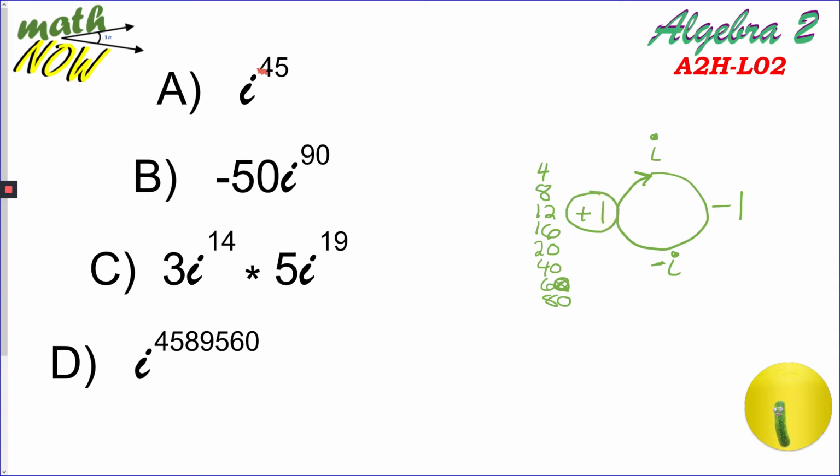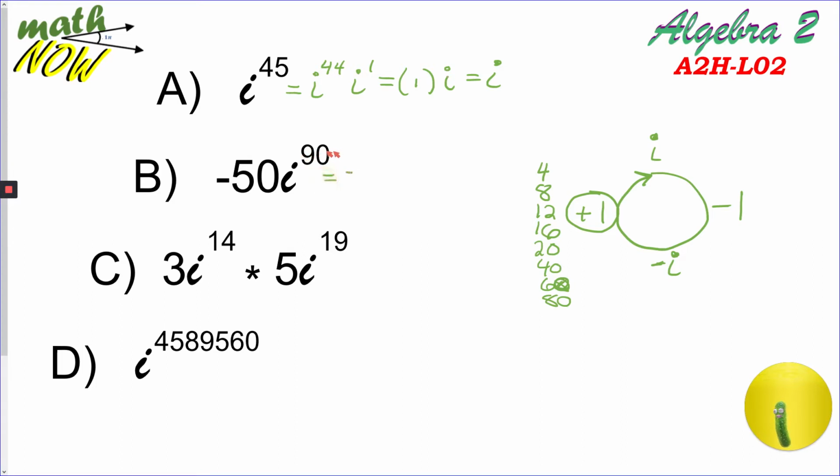So with multiples of 4, I could really write this as i to the 44th times i to the first power, because I know that i to the 44th is 1, so it's just i. Or we're just going to go around 44 times, and the 45th power is i. I'm just showing you how I could rewrite it a little bit.